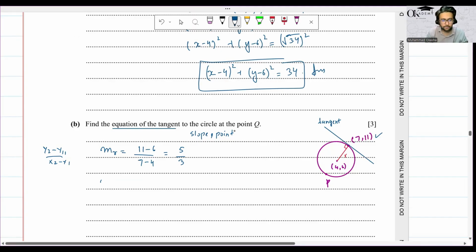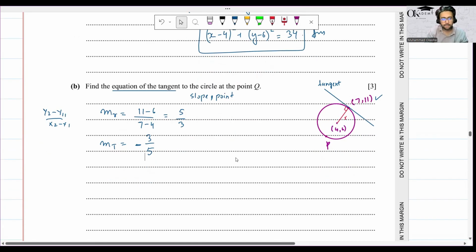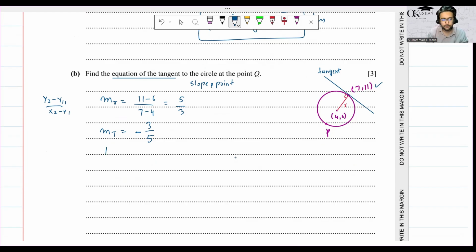Now, what will be the gradient of the tangent? Gradient of the tangent will be, of course, the negative reciprocal of that. So negative 3 over 5 will be the gradient of the tangent, right? Now, I think I'm all set. I have the gradient, I have the point, which is 7, 11. I'm going to use a slope point form.